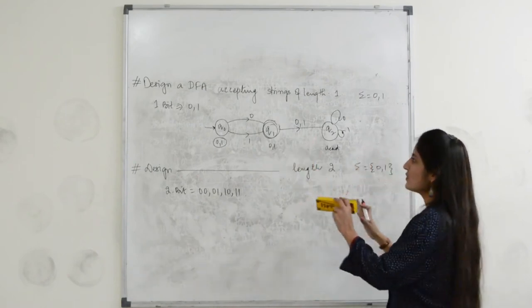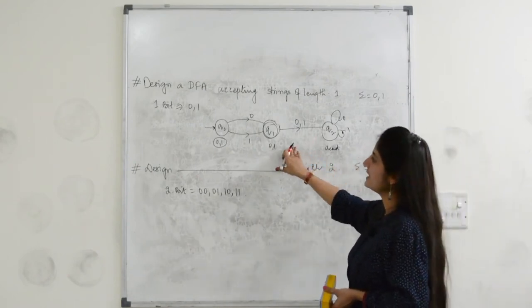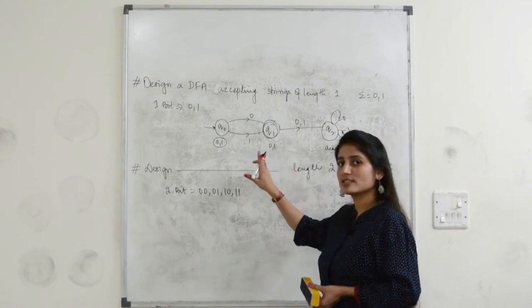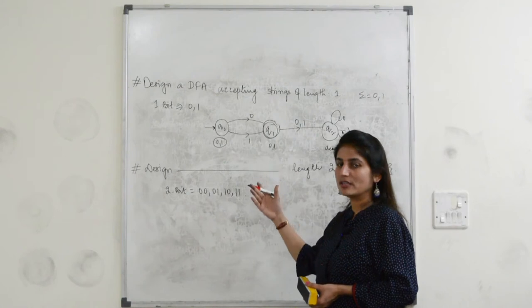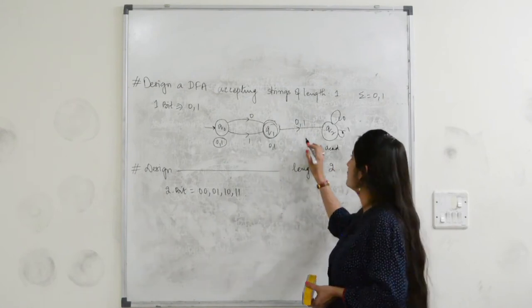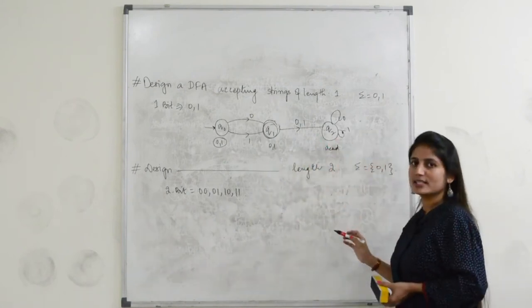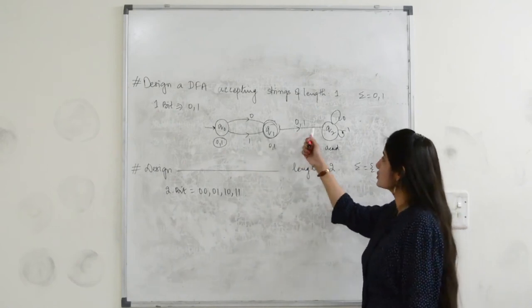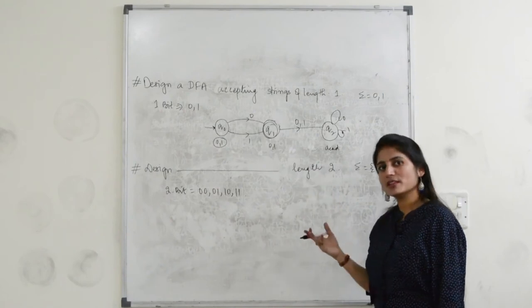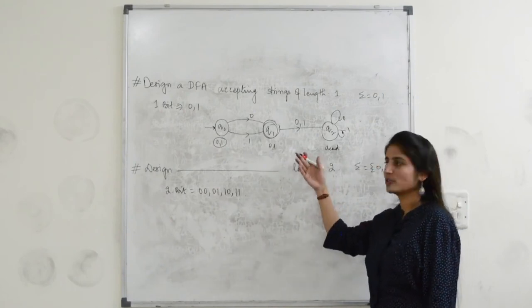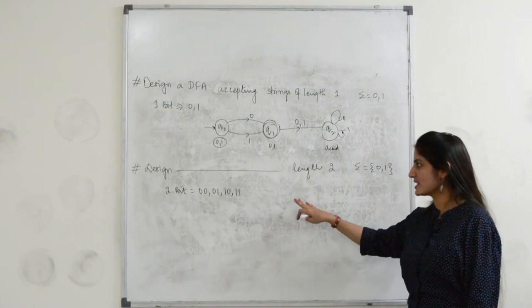So in this way we can say that we have designed a DFA which is accepting only the strings of length 1, and whatever strings of length more than 1, that is 2, 3, 4, are coming, they will be rejected by the non-final state. So the introduction of this dead state is going to eliminate all the possibilities which are of length more than 1. So here we are done with this example, and now coming to the second question.